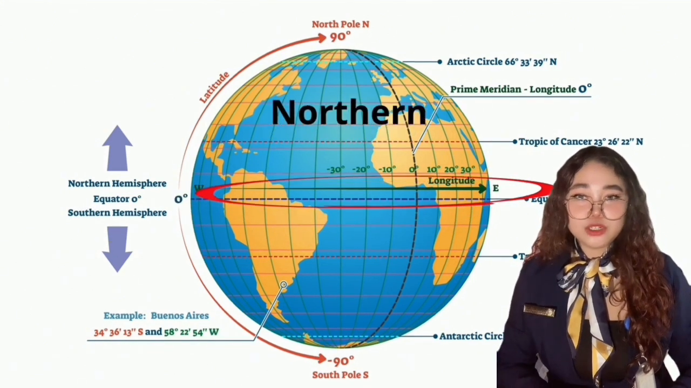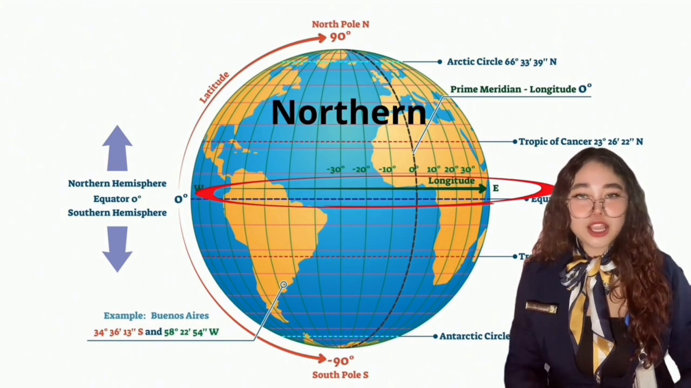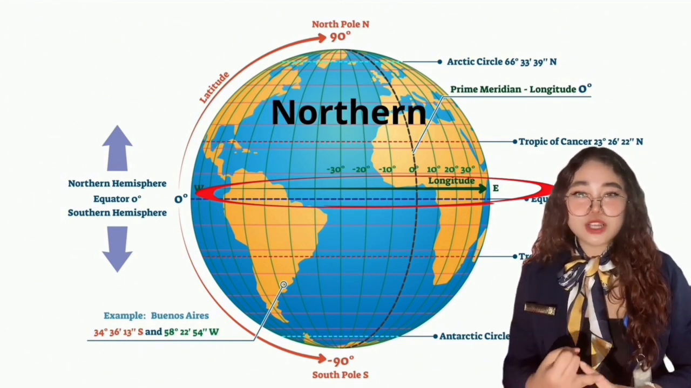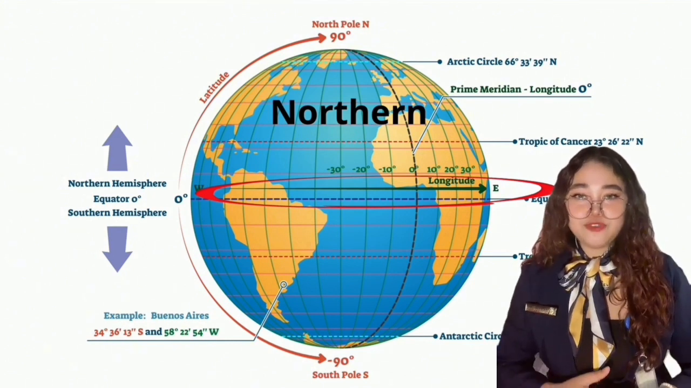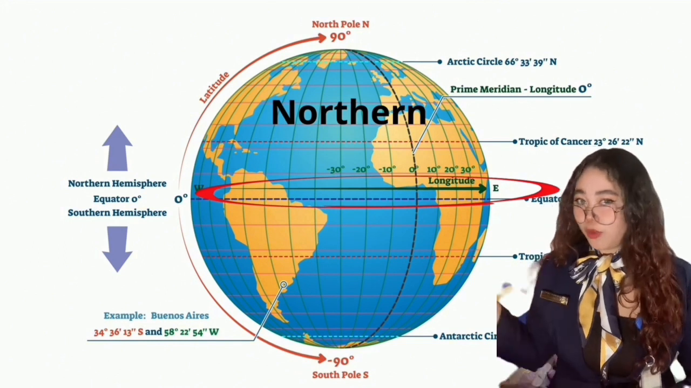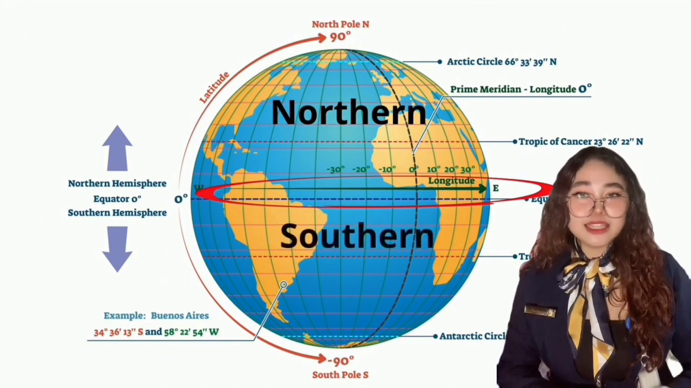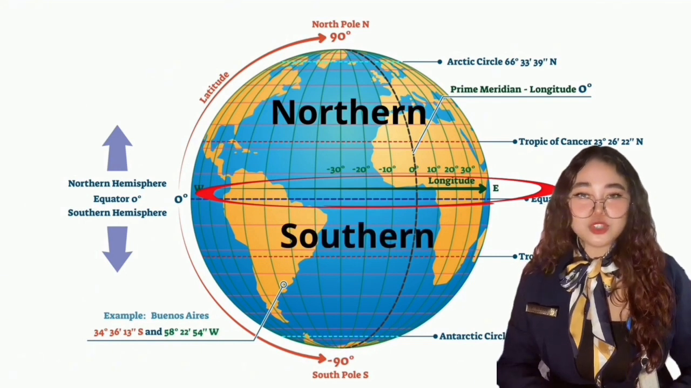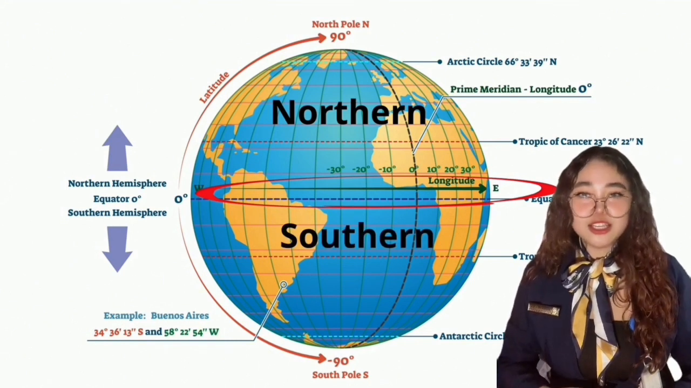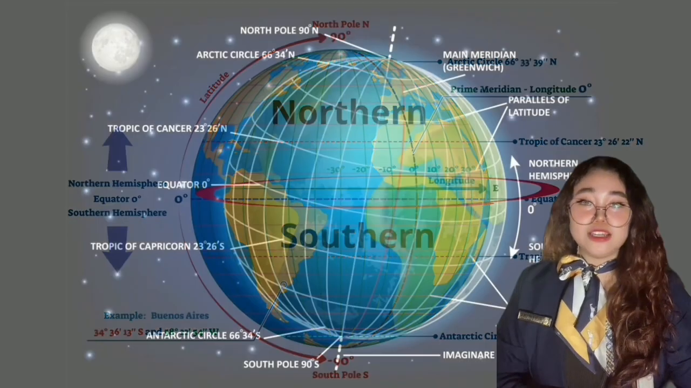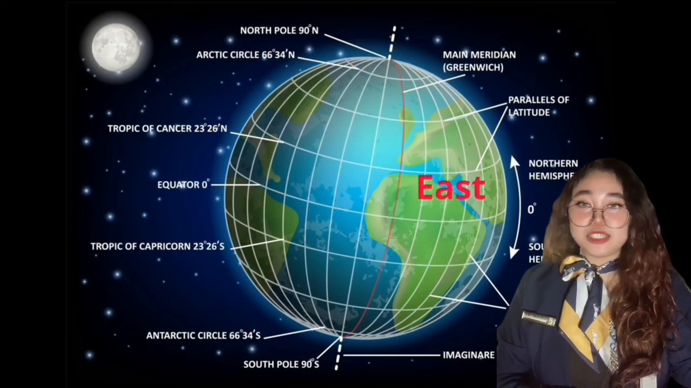The land areas included in the northern hemisphere are North America, the northern part of South America, Europe, Asia, and the northern part of Africa. And any place below the equator is in the southern hemisphere. The land areas included in the southern hemisphere are the greater part of South America, the southern part of Africa, Australia, New Zealand, parts of Oceania, and Antarctica.